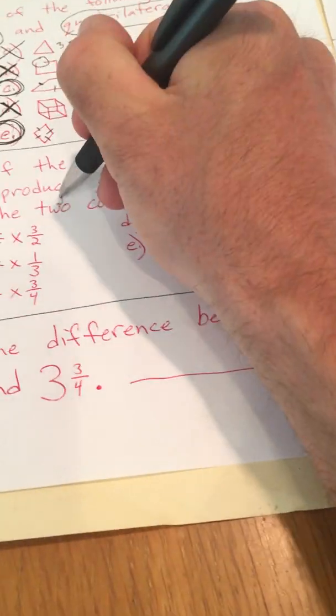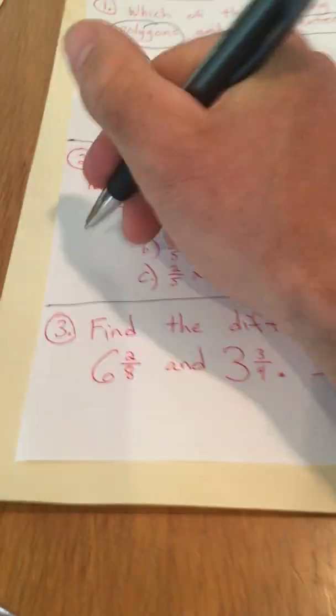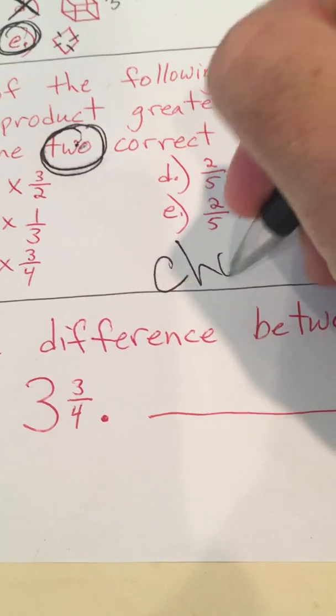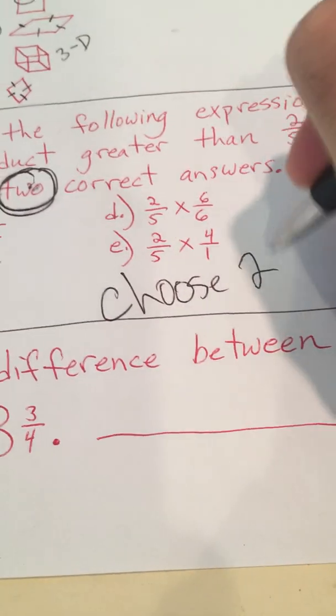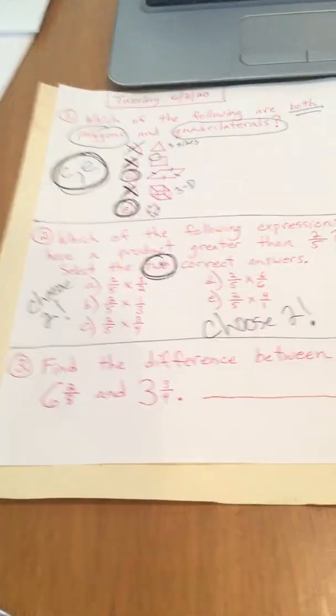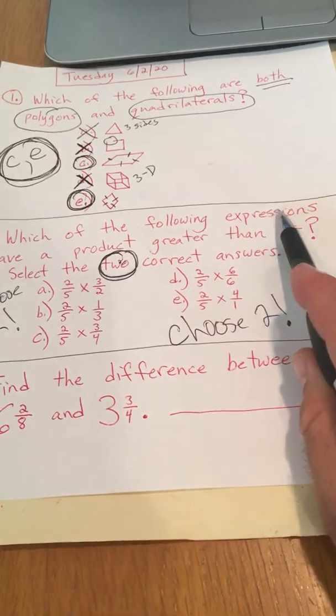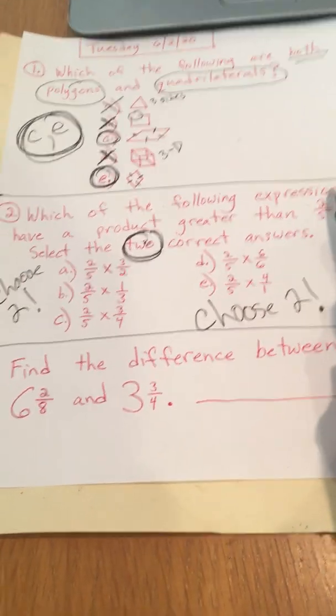Okay, number two, which of the following expressions have a product greater than 2/5? Select the two correct choices. So we need to choose two, and I'll put it over here too to make sure that I don't forget. Choose two, because if I just choose one of them, you don't get any credit. You've got to get both of them. Okay, so let's go back to the beginning. Which of the following expressions, don't be confused about what an expression is.